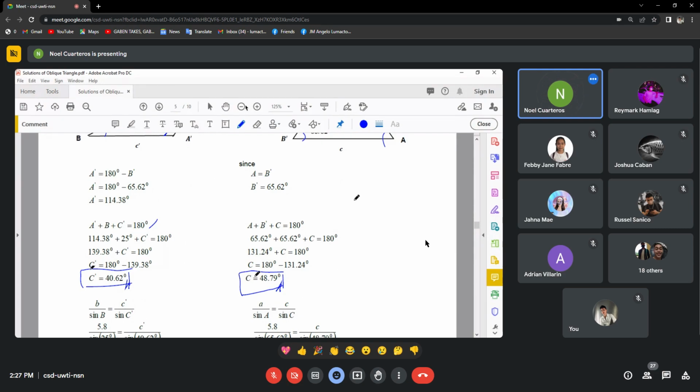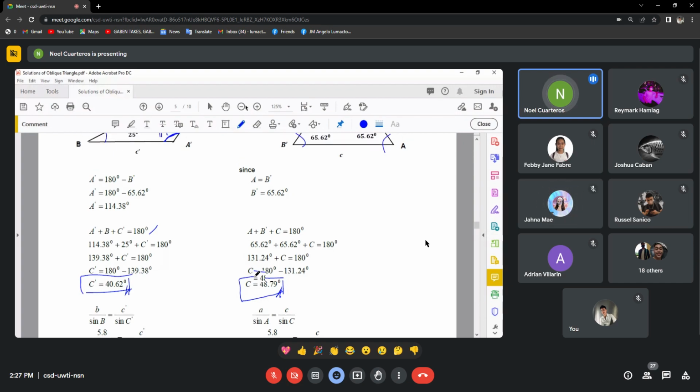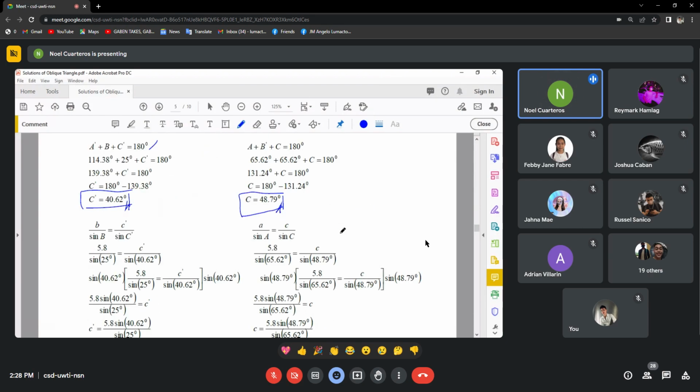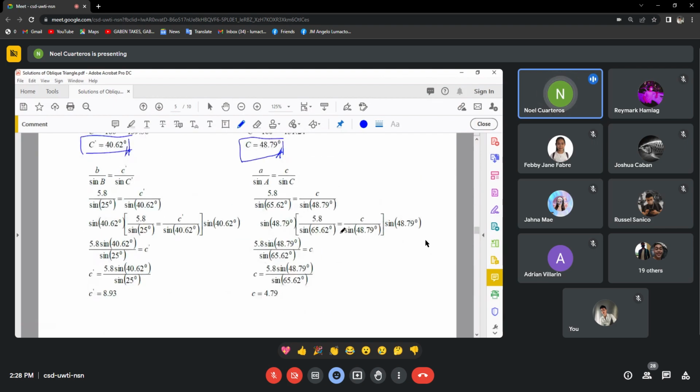Okay, next goal. Since the angles are complete, what is missing is side C prime or side C. So we apply the law of sine. B over sine B, which is given, is equal to C prime all over sine C prime. On the other hand, we have A over sine A is equal to C over sine C.